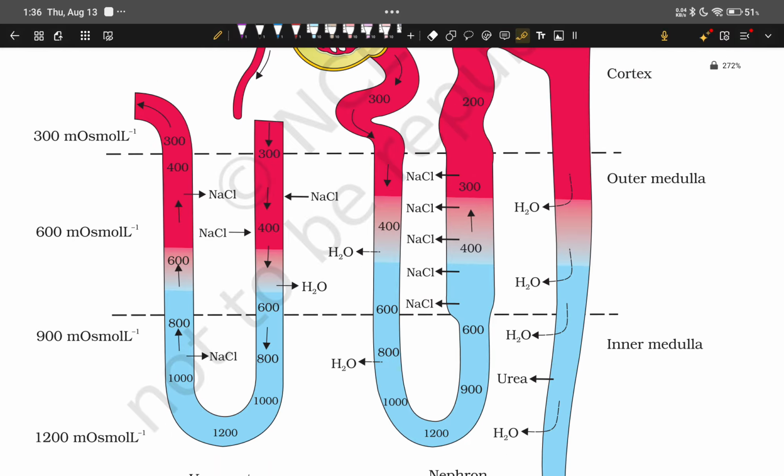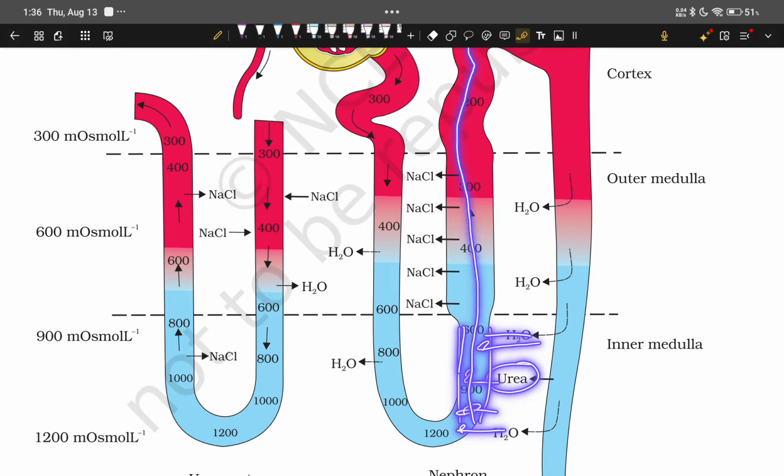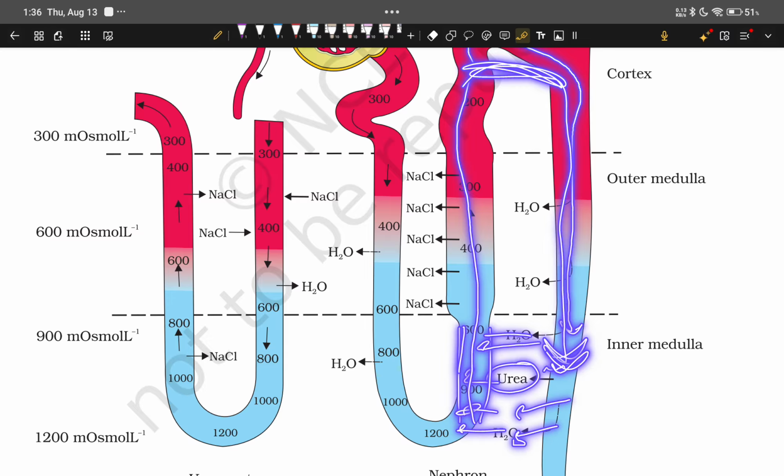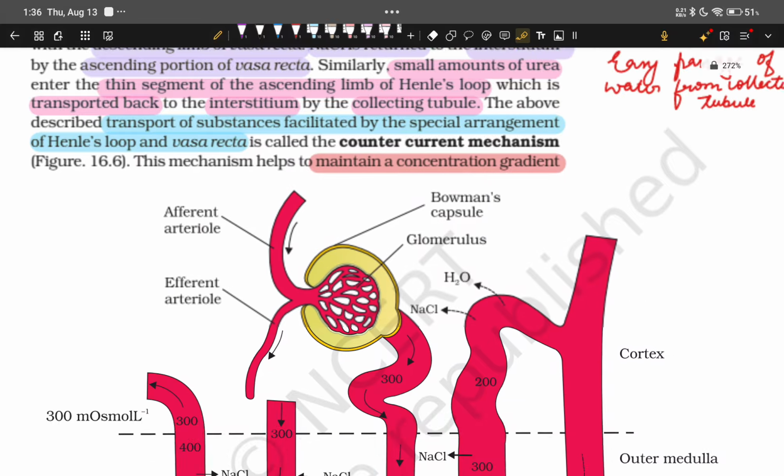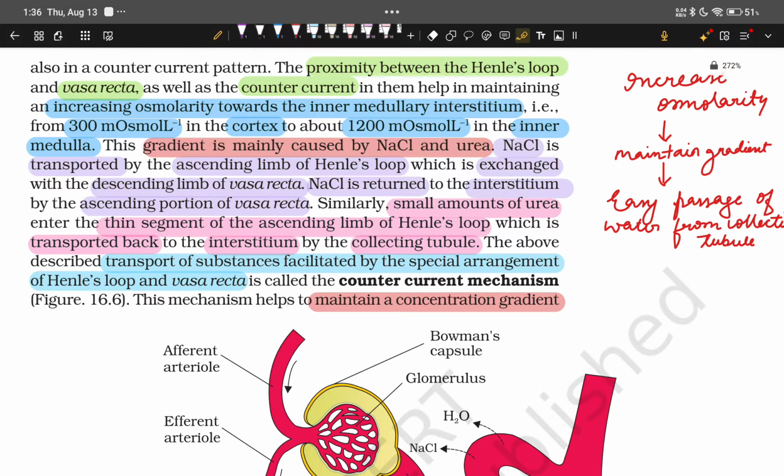So what happens is that urea, which is coming from the collecting duct only, enters into the thin segment of the ascending limb of loop of Henle, and then it comes again to the collecting duct via the DCT. Of course this is the DCT, and then it comes into the collecting duct, and again urea is given out into the inner medullary interstitium. So this is how urea is continuously flowing into the inner medullary interstitium, increasing the concentration, maintaining the gradient, and that will finally concentrate the urine.